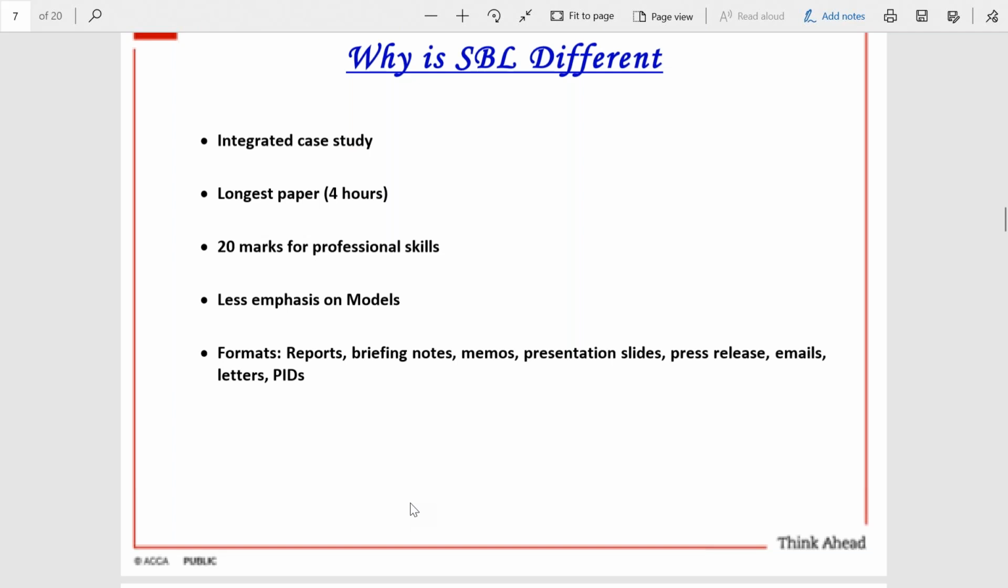And again, as I said, there is very little emphasis on models. I will take you through some basic models. I will make it simple. You can't see me because of the camera limitation.